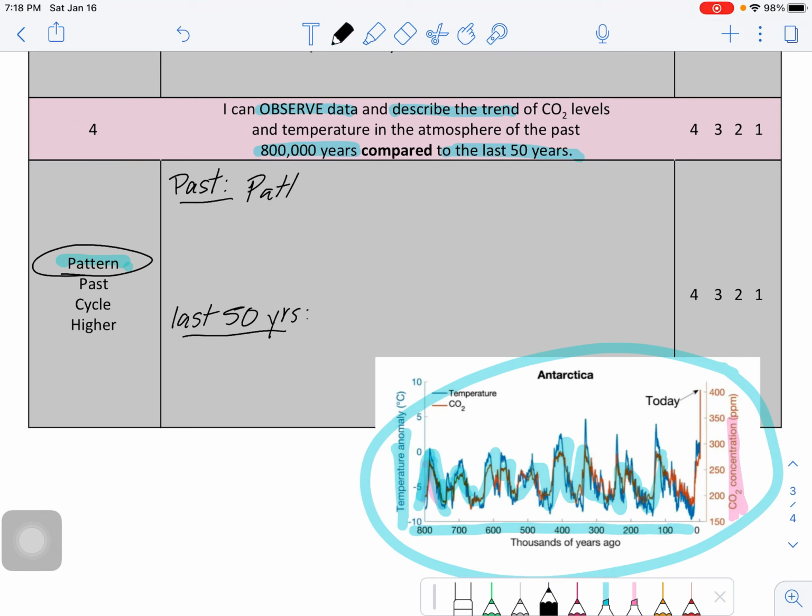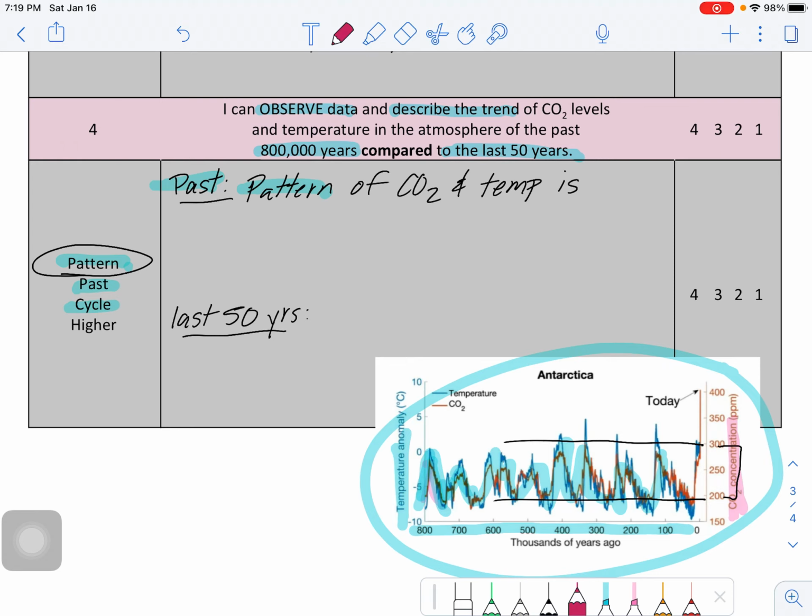So the pattern of CO2 and temperature is, we could say, varied or goes up and down, but we do want to notice that it is consistently between that 200 and 300 parts per million, right? So the pattern of the past is consistent, or it's a cycle, right, of this up and down change.